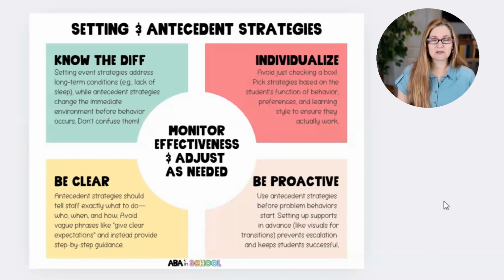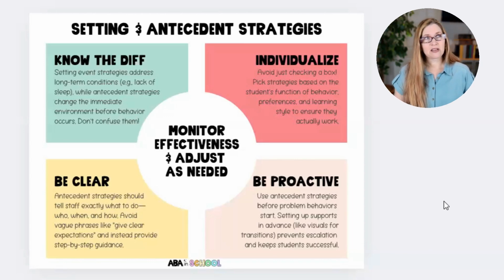I don't know how many times I've seen behavior plans get passed on year after year after year, and nobody ever looks at or analyzes whether these strategies are working. Are we still using this one or modifying it? They just keep going on. You need to adjust these.